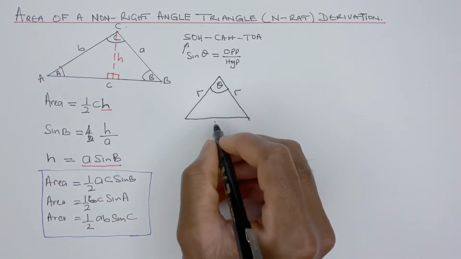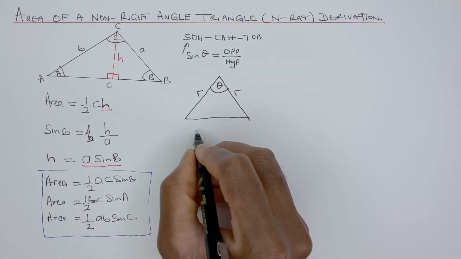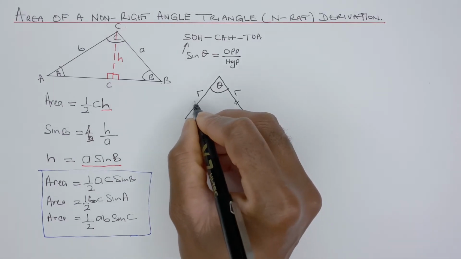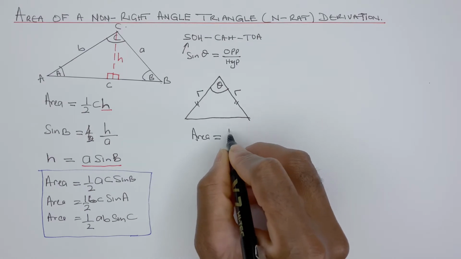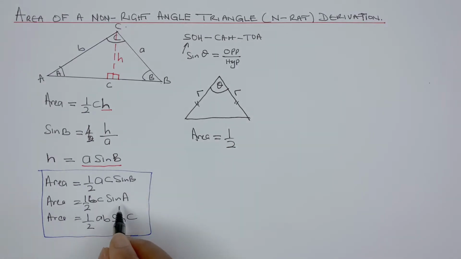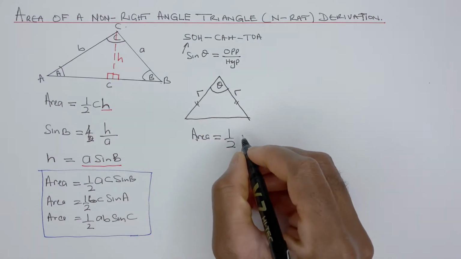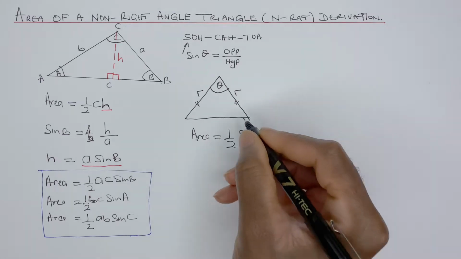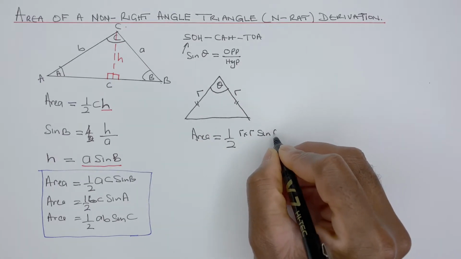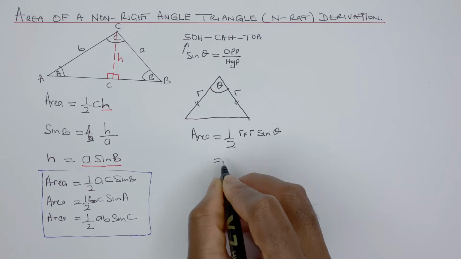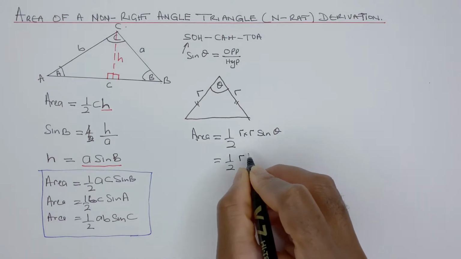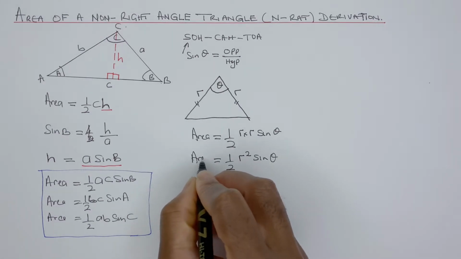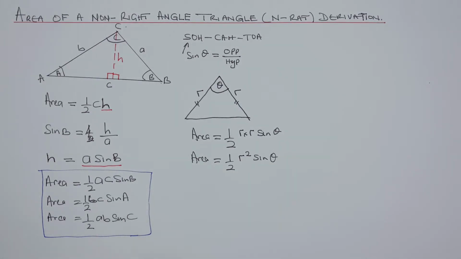The area of this isosceles triangle is going to be a half, because the two sides are equal. It's exactly the same thing: the two sides, r times r, times the sine of the angle that contains them, so theta. We can write that as a half r squared sine theta. And that's how you find the area of an isosceles triangle.